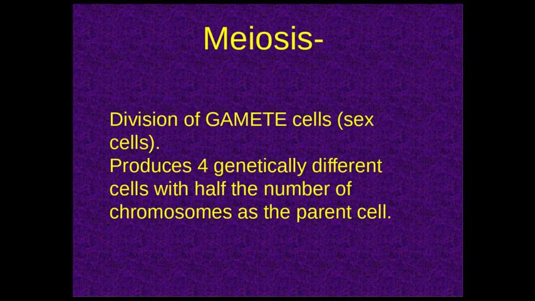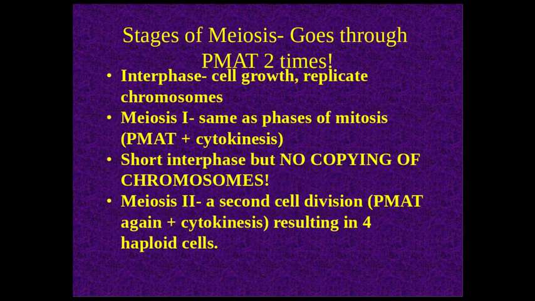All right, so we're looking at meiosis, and this is the division of our gamete cells, our sex cells. Mitosis produces 2 genetically identical cells to the parent. Meiosis produces 4 genetically different cells with half the number of chromosomes as the parent cell. All right, that's important. 4 genetically different, half the number of chromosomes.